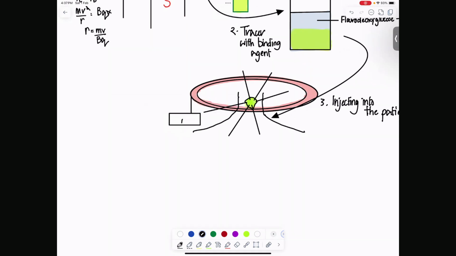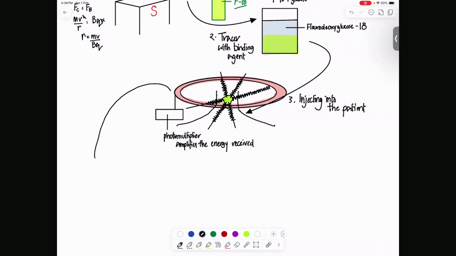There is a device called a photo multiplier. What the photo multiplier does is basically increase the intensity of the gamma photon, so it can be detected more easily. So it amplifies the gamma photons that are coming here. The photo multiplier's job is to make the image more clear. It amplifies the gamma photons, because you have to understand gamma photons have very little energy, right? 10 to the power -16, -19, something like that. The photo multiplier amplifies the energy received.